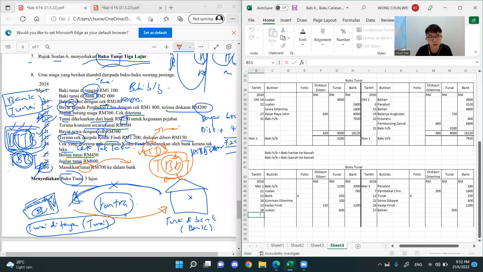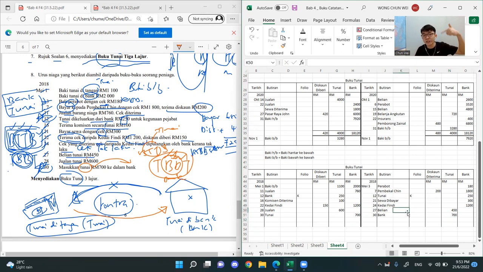So how do you record? So the third, the T stand for what? Tunai. So after tunai will be BB for bank. So bank here, you put 700 ringgit. So T, BB, T. So here you put bank. The third, so after B, the last one will be tunai. All right. So under tunai here, you put 700 ringgit. So that's how you record.